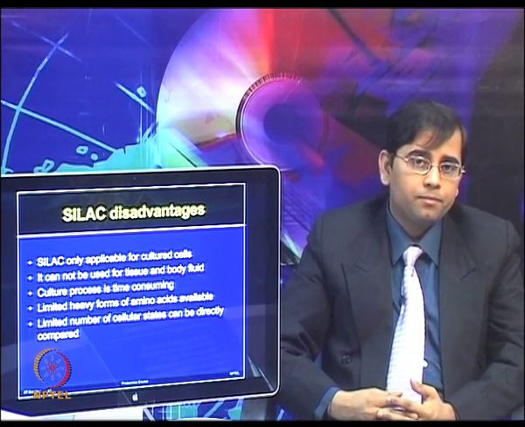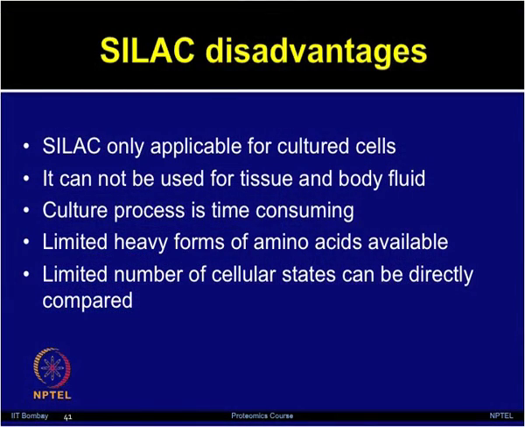Although there are many advantages of using SILAC, there are some disadvantages due to the inherent nature of this method. SILAC is applicable for only cultured cells. It cannot be used for tissue or body fluids. So, that is one of the major limitations of this method. The tissue culture process is always very time consuming and it requires very meticulous and efficient work. Then there are few forms of available heavy isotopes, the heavy forms of amino acids which are commercially available, but there are very limited forms of these heavy amino acids. Due to this, only limited states can be compared by using SILAC.